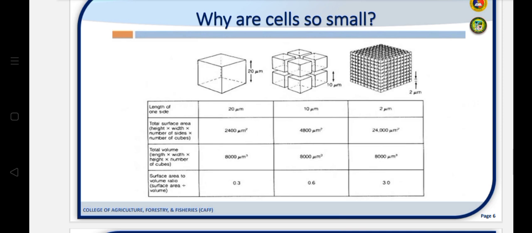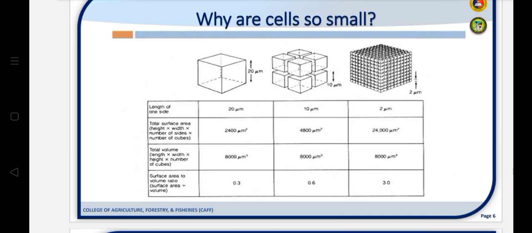In simple terms, surface area is like the doors and windows of a house. It is where things can go in and out. Volume is like the space inside the house. If the house is too big but has only a few doors and windows, it's hard to bring things in or out. This is why cells stay small.